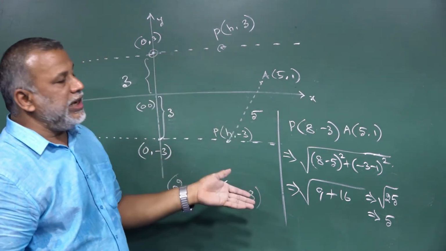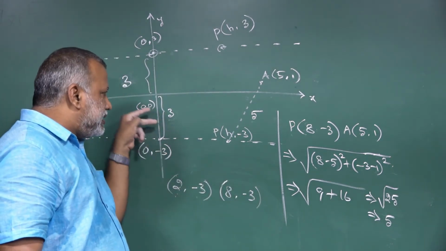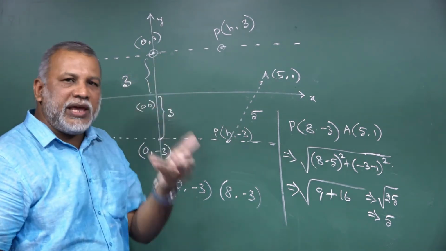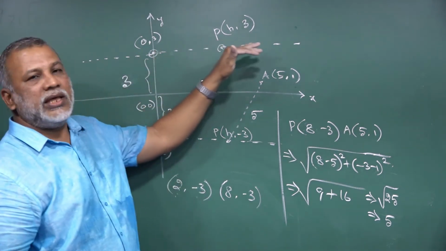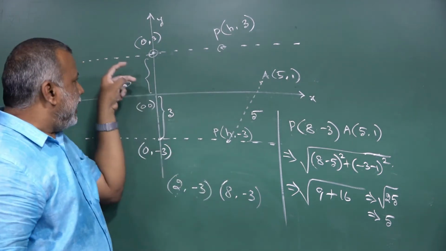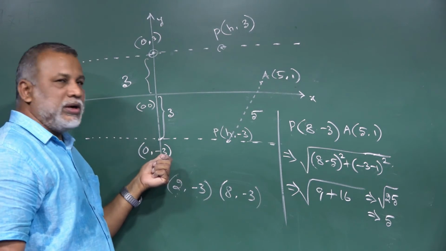So you can select any 2 points. This is on this line. That means this line is 3 units from the x-axis. This line is also 3 units from the x-axis. One line lies on the positive side, another one lies on the negative side. It has 3 units, it has 3 units. But point wise, it is to be 0 comma minus 3.